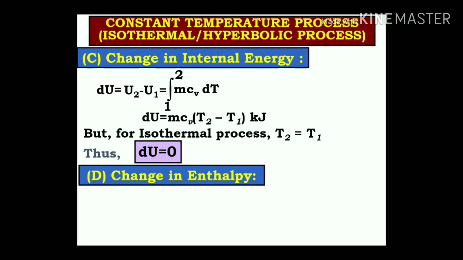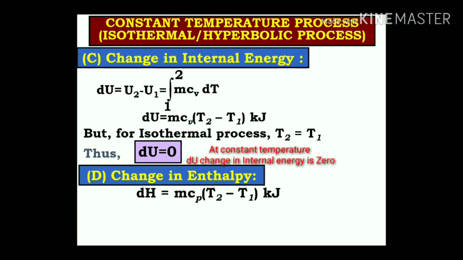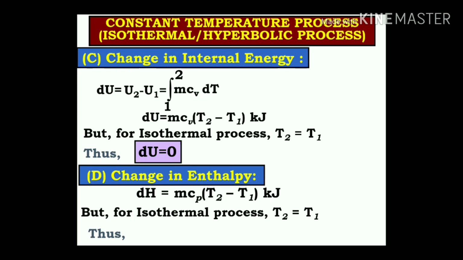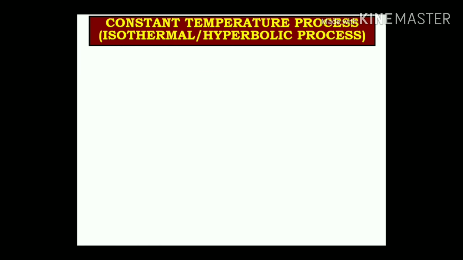Now we will discuss the change in enthalpy. dH equals m Cp (T2 minus T1). For the isothermal process, T2 equals T1, so dH equals 0. That means the change in enthalpy of the system at constant temperature is 0.